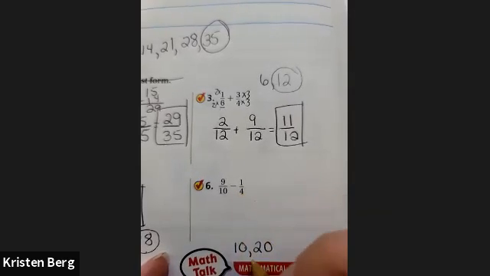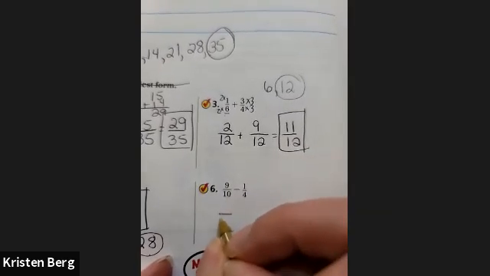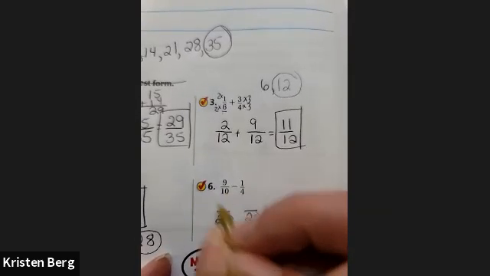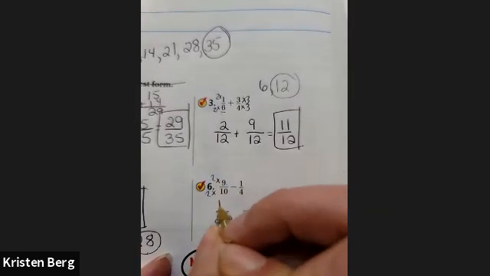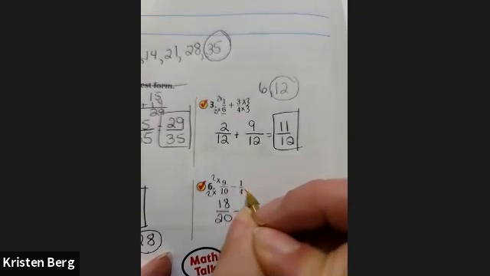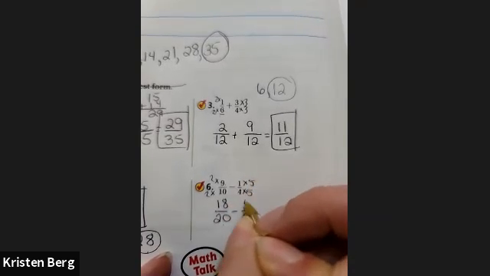Can I get a 4 to a 20? And this is where I can. So I'm going to change these all to 20ths. What do I do to a 10 to get it to 20? Times it by 2, and this one by 2. 9 times 2 is 18. Then what do I do to a 4 to get it to 20? Times it by 5, and times this one by 5. 5 times 1 is 5.